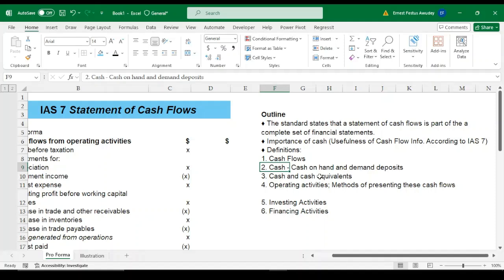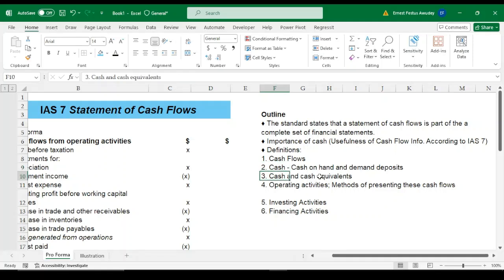So when you talk about cash, cash is defined as cash on hand, that is the cash the business has in hand currently, as well as demand deposits. A demand deposit is just an amount in the bank which can be withdrawn on demand. So whenever you need it, you can have access to it. That is also your cash. The money may be deposited in a bank account, but anytime you need the money, you can have access to it. That is what we call demand deposits.